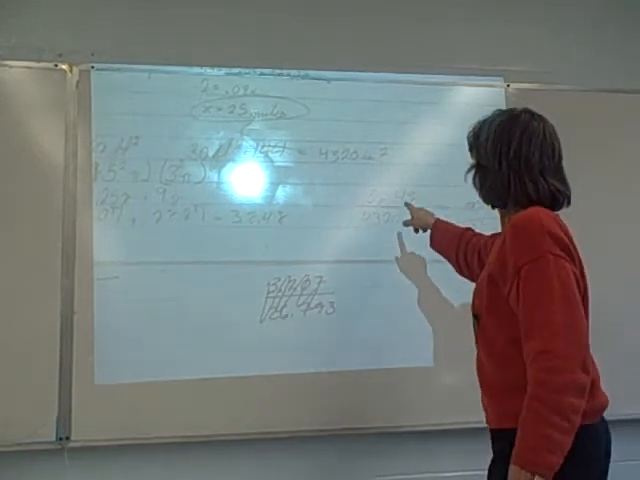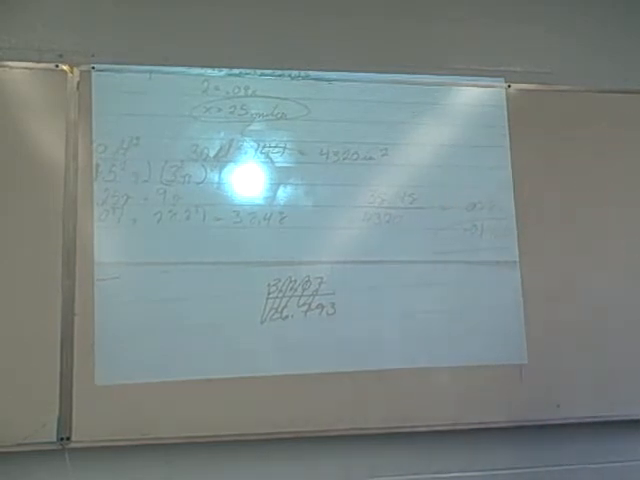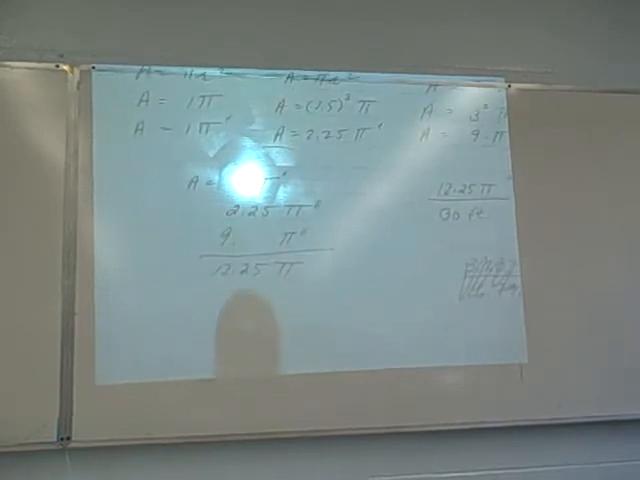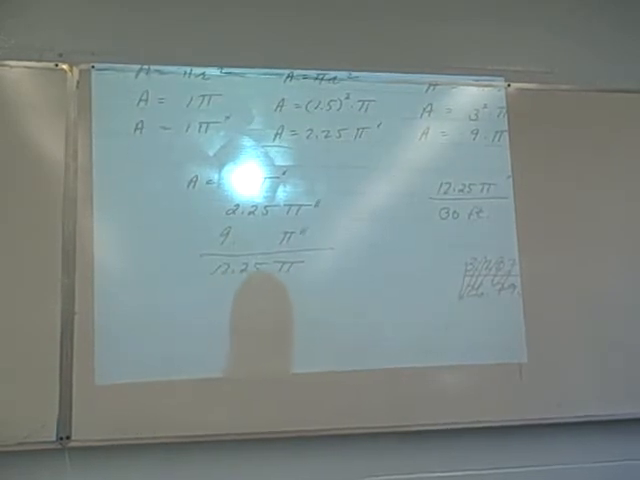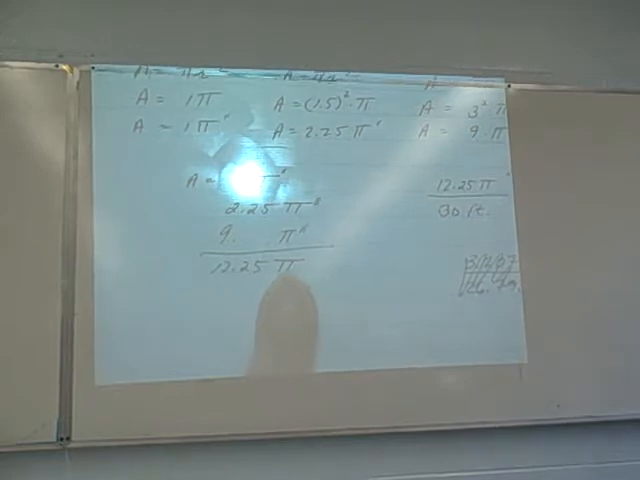Where'd the 38.48 come from? This is the area of all of the little holes, and when I added them all up, I had 12.25 times 3.14. So think about it. 3 times 12 is what? 36. So you're multiplying by 3.14. So it's a little bit bigger than that.